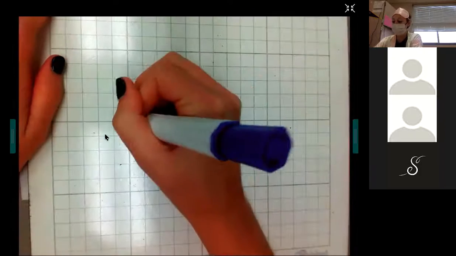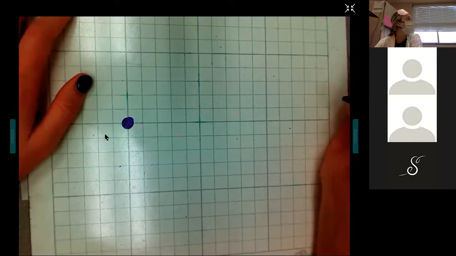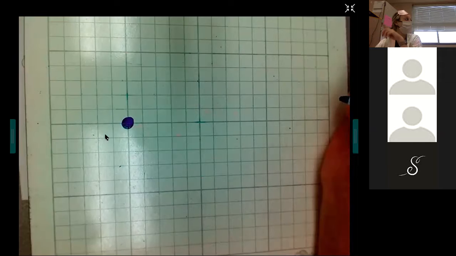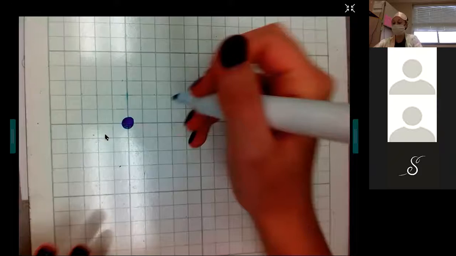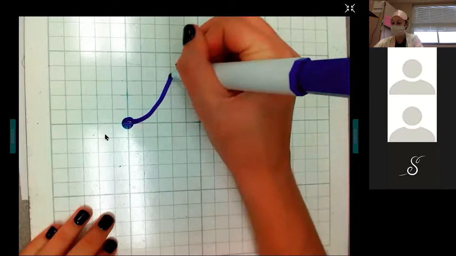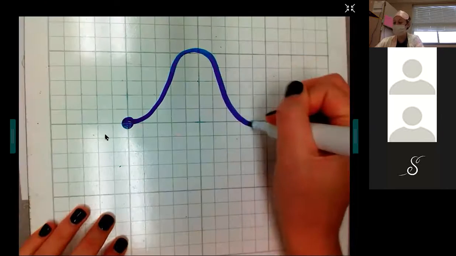So if the person gets on the Ferris wheel at the bottom, and it starts here, what happens to their distance from the ground as they ride the Ferris wheel? So they start at the bottom. So first it's going to go up. So I need to draw this wave going up. Good. And then it circles back around and it'll go down, right?